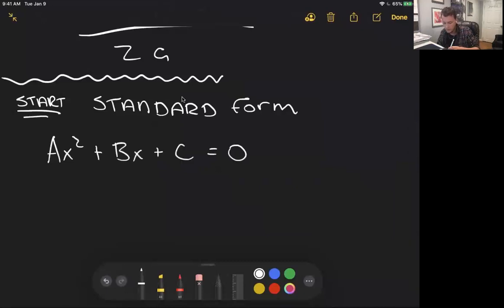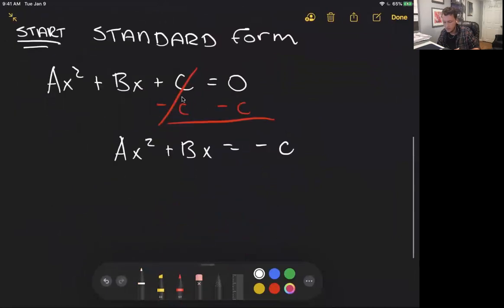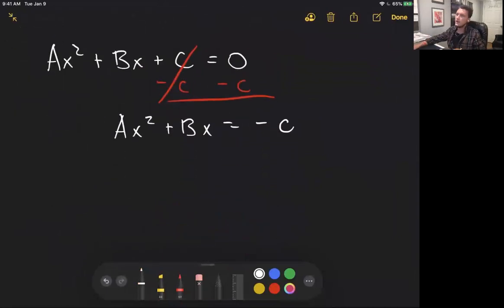So we have to manipulate this, and again, we're going to use inverse operations. The first thing I'm going to do is subtract c from both sides, because that's the simplest. So I get ax squared plus bx is equal to negative c, because again, I want to get x all alone on the left-hand side. That's my goal.